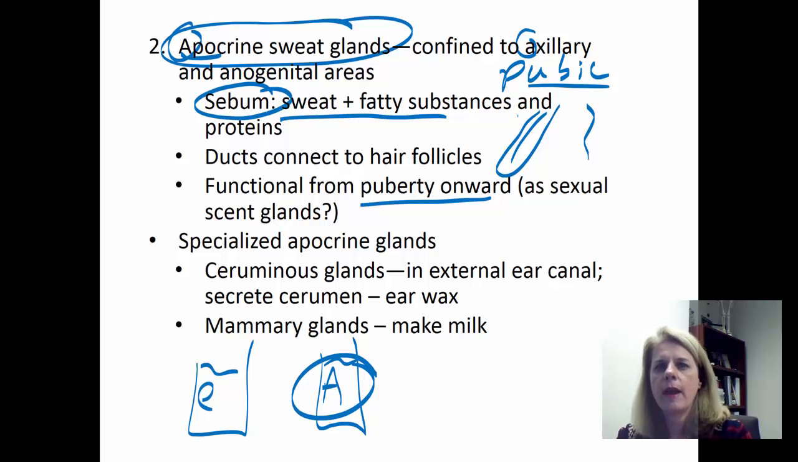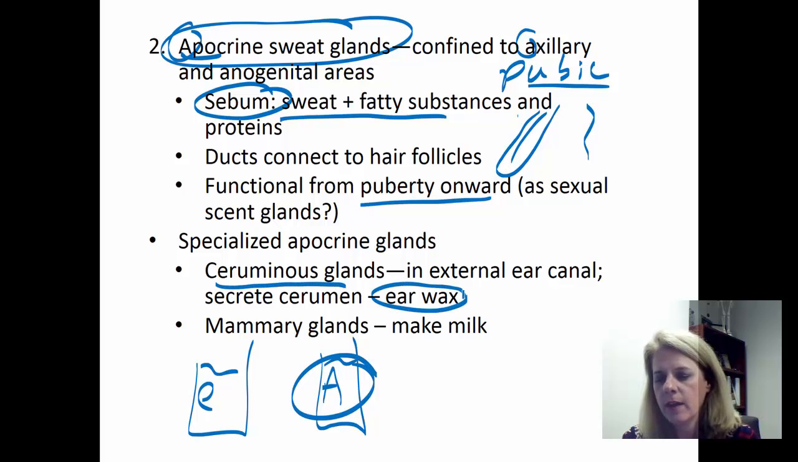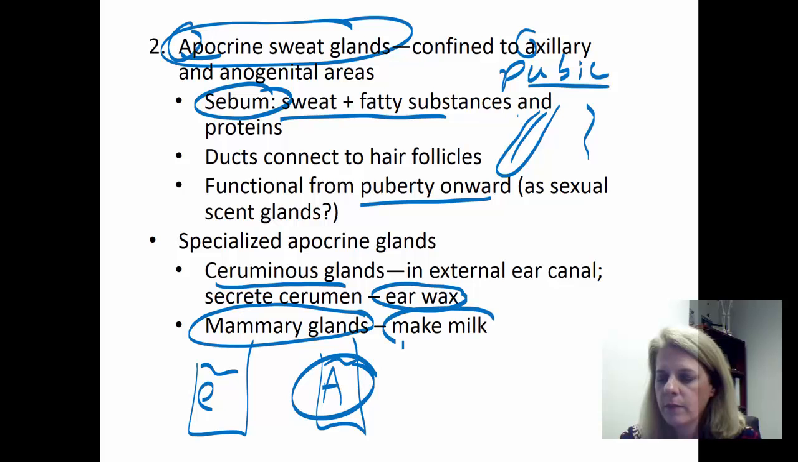Now, you have some apocrine sweat glands or specialized forms of these glands in other parts of your body. They're a specialized type in your ear called ceruminous glands, and they literally make your earwax. Okay, so earwax is kind of like a special type of apocrine sweat gland. And then your mammary glands in the female, they make milk. So milk's just basically fatty sweat. So you have ceruminous glands and mammary glands are specialized apocrine glands. They both make some kind of a fatty liquid.